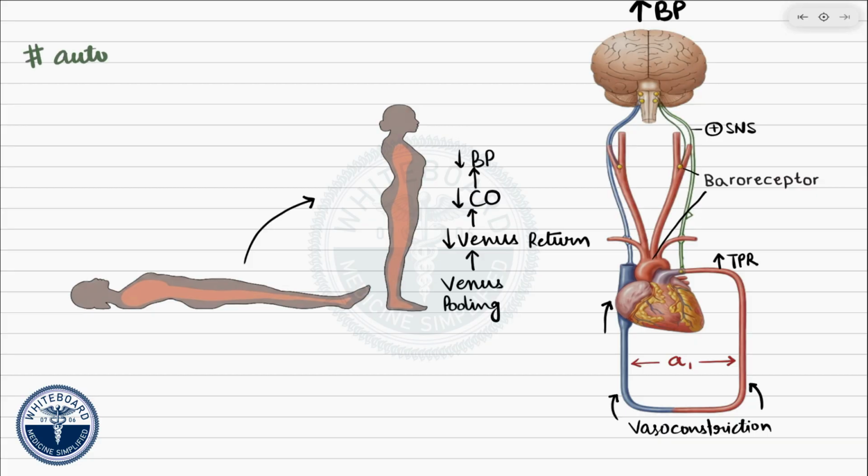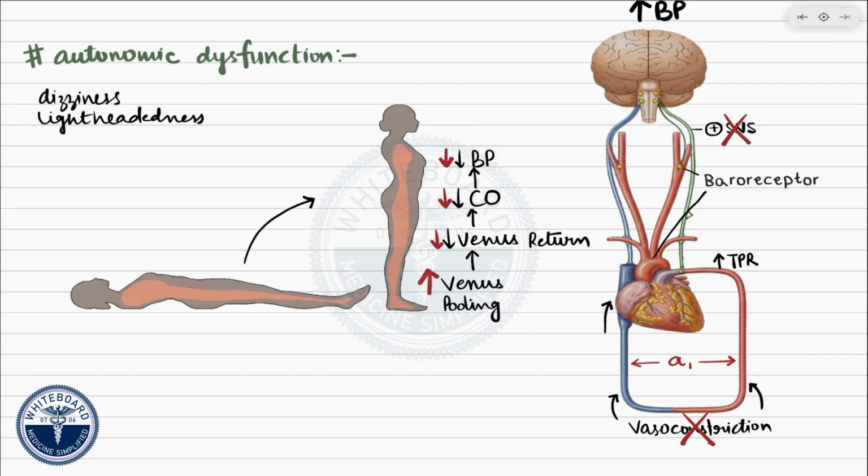Now imagine a patient with autonomic dysfunction. In these patients, the autonomic nervous system cannot generate an adequate sympathetic response. As a result, the blood vessels fail to constrict properly when the person stands. Blood continues to pool in the lower extremities, venous return remains low, cardiac output falls, and blood pressure drops significantly. Consequently, the patient may experience dizziness, lightheadedness, blurred vision, or even fainting, a condition known as orthostatic hypotension.